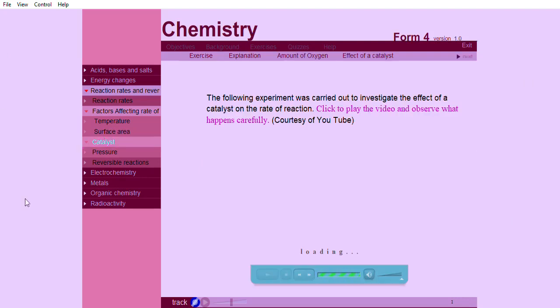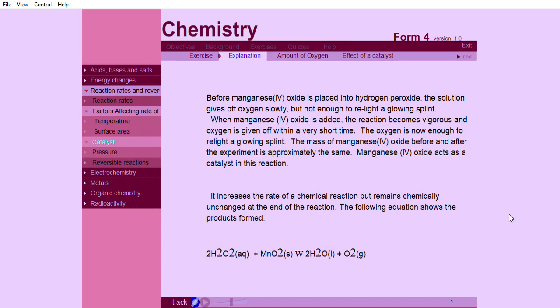The following experiment was carried out to investigate the effect of a catalyst on the rate of reaction. Click to play the video and observe what happens carefully. Before manganese(IV) oxide is placed into hydrogen peroxide, the solution gives off oxygen slowly, but not enough to relight a glowing splint. When manganese(IV) oxide is added, the reaction becomes vigorous and oxygen is given off within a very short time. The oxygen is now enough to relight a glowing splint.